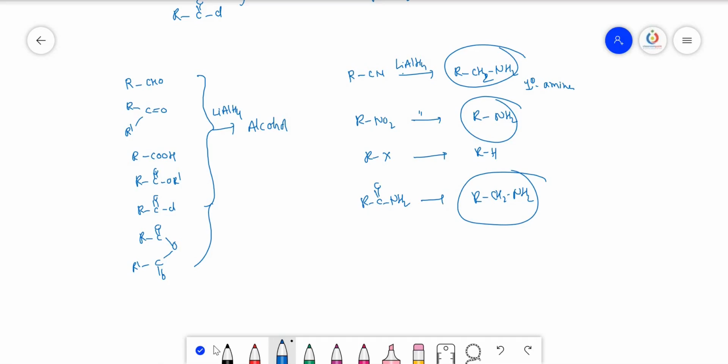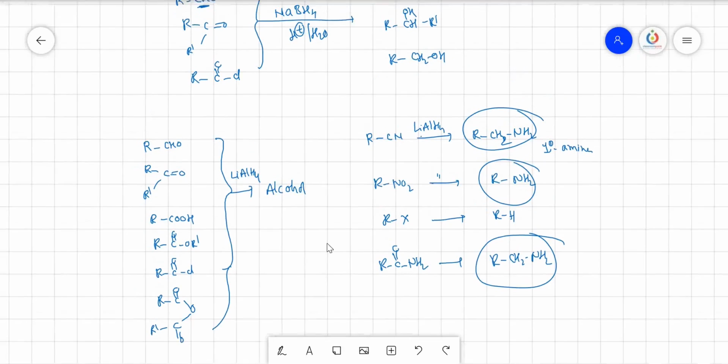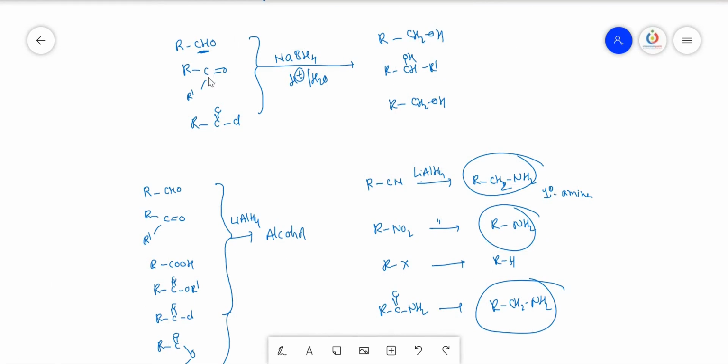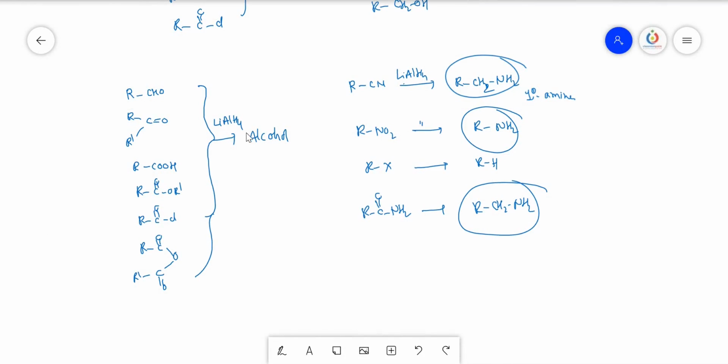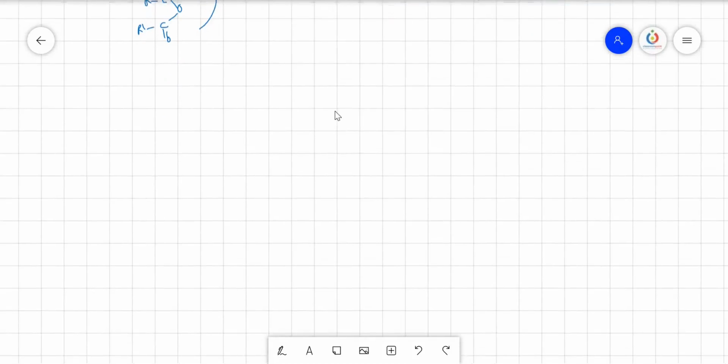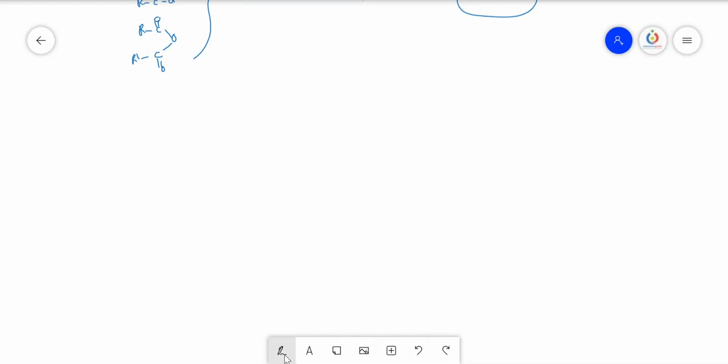So I will take some examples where you can easily understand the difference. But this is the main concept. Aldehydes, ketones, and acid chlorides will be converted to alcohols when we use sodium borohydride. But lithium aluminum hydride, which is the strongest reducing agent, has a wider spectrum, so it can convert more functional groups into their respective products. Let us see one by one. Everywhere I'll compare sodium borohydride with lithium aluminum hydride.